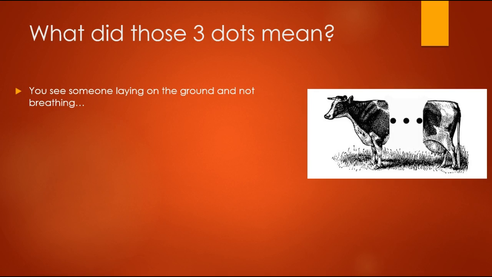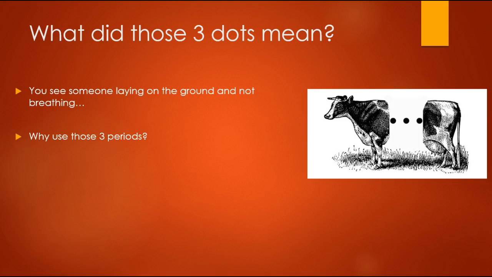So what did those three dots mean on the first slide? After all, you see them, or you probably see them used a lot, especially with my PowerPoints. Here was the statement again. You see someone laying on the ground and not breathing, dot, dot, dot. Huh, why am I doing that? And what is it called? Okay, why do we use those three periods?